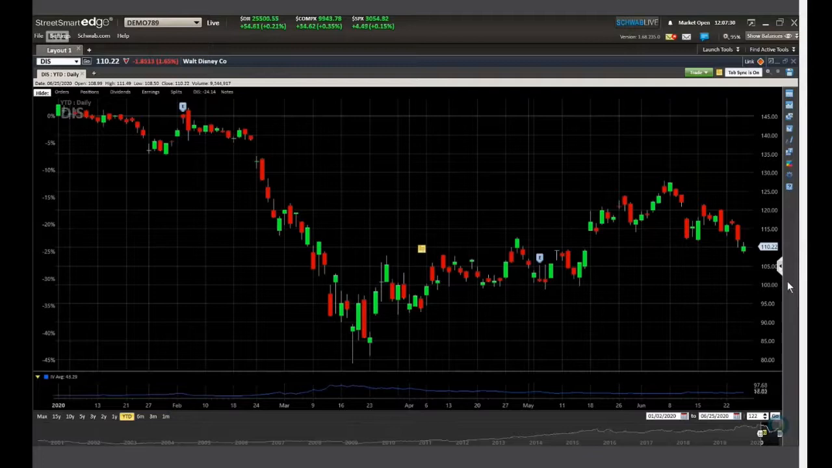This is Street Smart Edge that I'm looking at. It's a flagship trading platform here at Schwab. You can get it complimentary as a client. Just go under schwab.com, under the trade tab at the top of the page, and then you're going to click on Street Smart Edge. So here's how a measured move works.